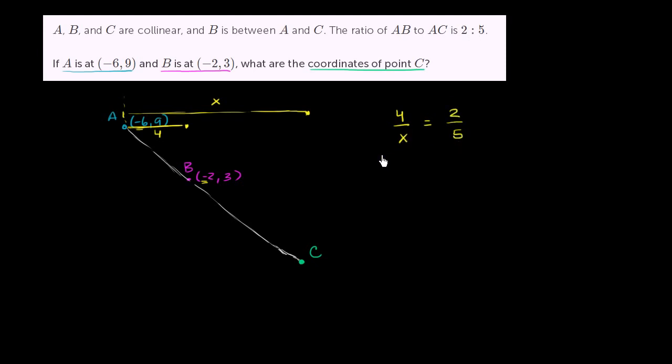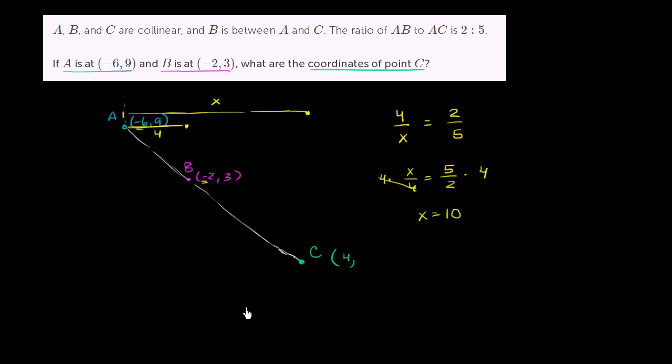Now, to solve for x, a fun thing might be to just take the reciprocal of both sides. So x over 4 is equal to 5 over 2. We could multiply both sides times 4, and we are left with x is equal to 5 times 4 divided by 2, which is equal to 10. So the change in x from A to C is going to be 10. What does that tell us about C's x-coordinate? We could start with A's x-coordinate, which is negative 6, add 10 to it. Negative 6 plus 10 is 4. So we figured out the x-coordinate.